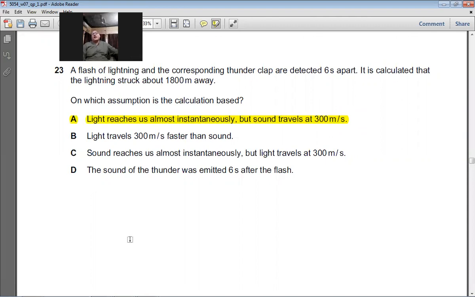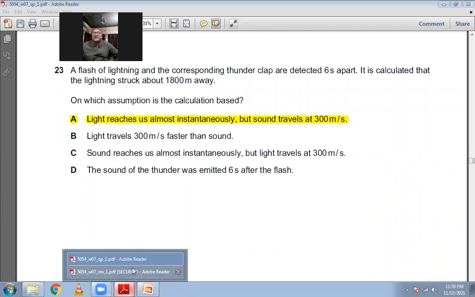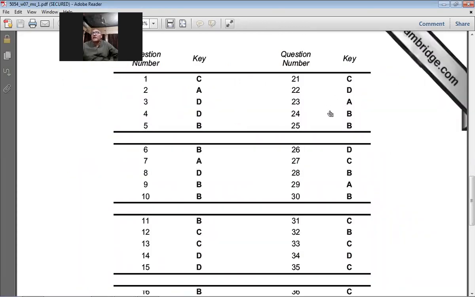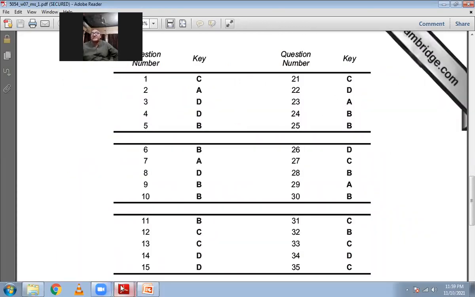The rest of the options: light travels 300 meters per second faster than the sound. That's wrong. Sound reaches us almost instantaneously, but light travels at 300 meters per second. That's wrong. The speed of the light is 3 × 10^8 meters per second. The sound of the thunder was emitted 6 seconds after the flash. That's wrong. So question number 23, A is the choice.